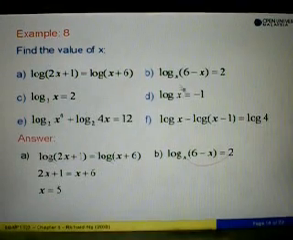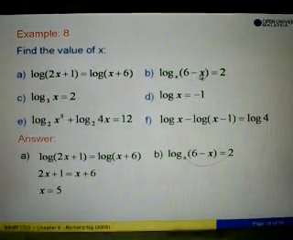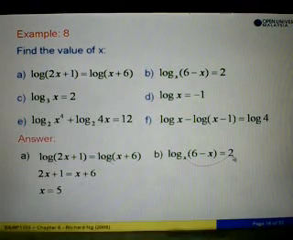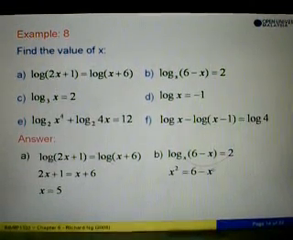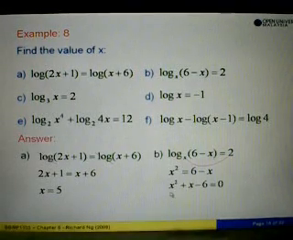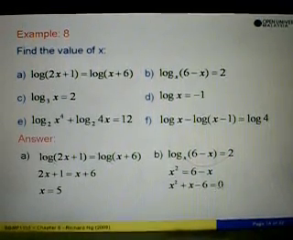For question B, we are given log base x of 6 minus x equals 2. So what we do is take x to the power 2, which will equal 6 minus x. So we write like this. Then shift the 6 minus x to the left now. We will get x squared plus x minus 6 equals 0.